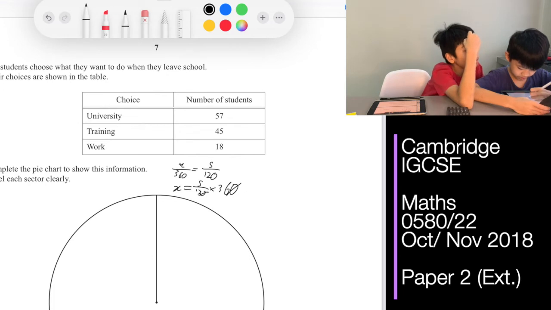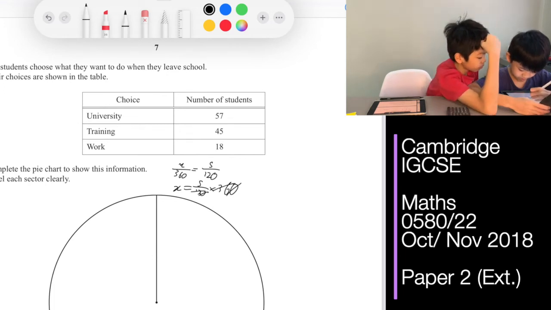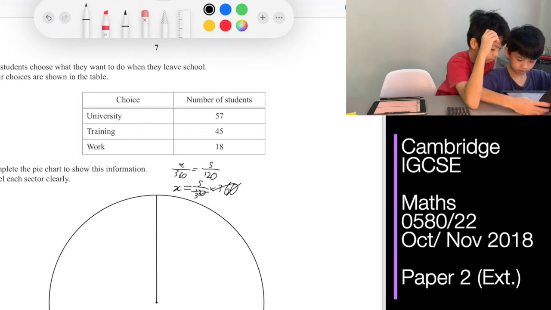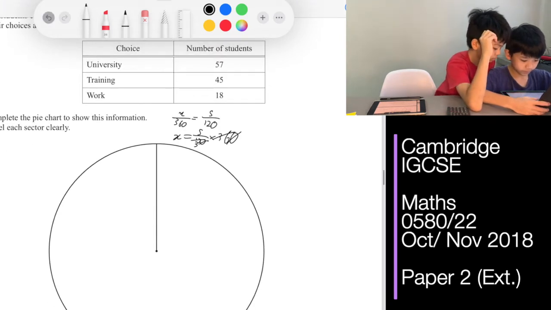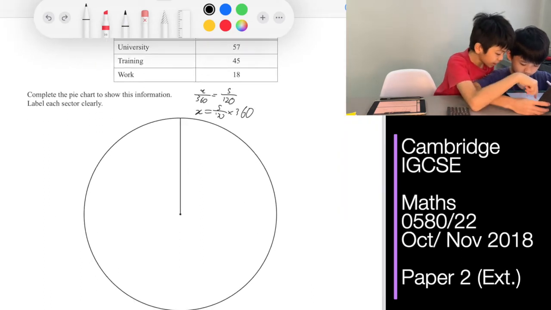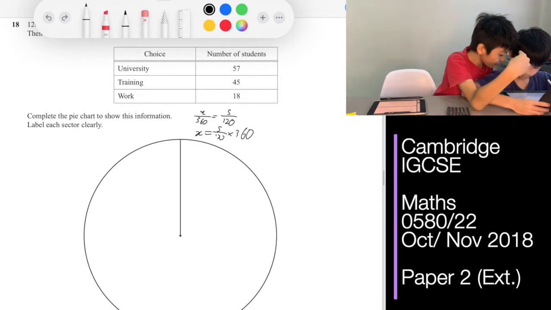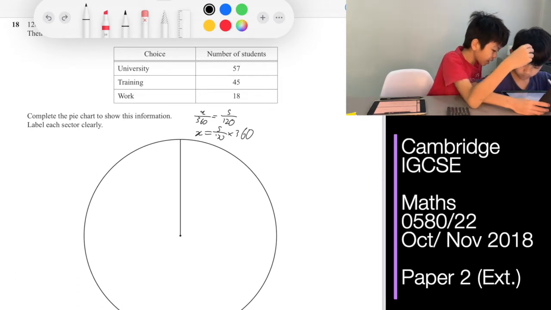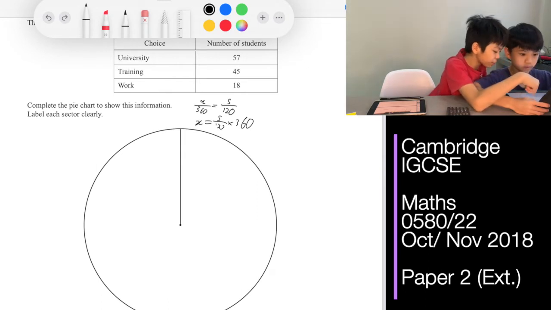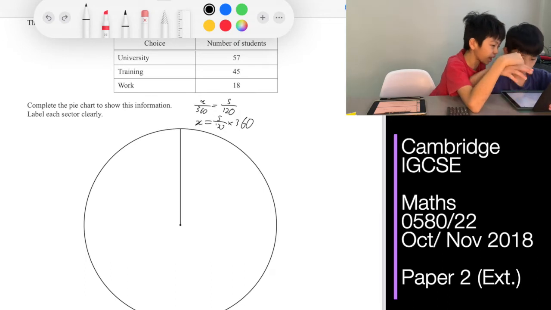Which is s divided by 3. But for now we'll just stick to the derivation. Okay, x multiplied by 3. How hard can it be? You get the angle. Just trust me.